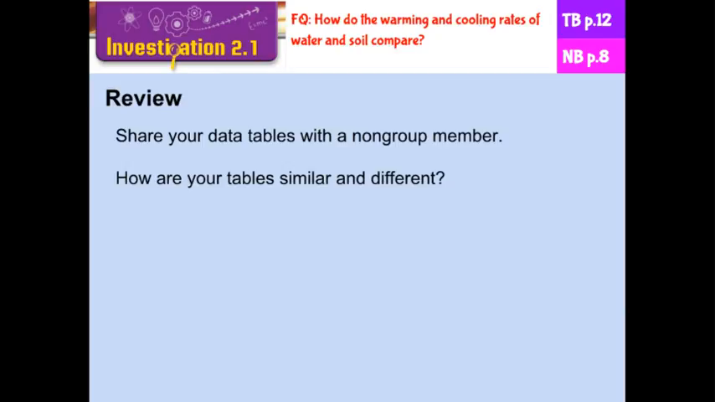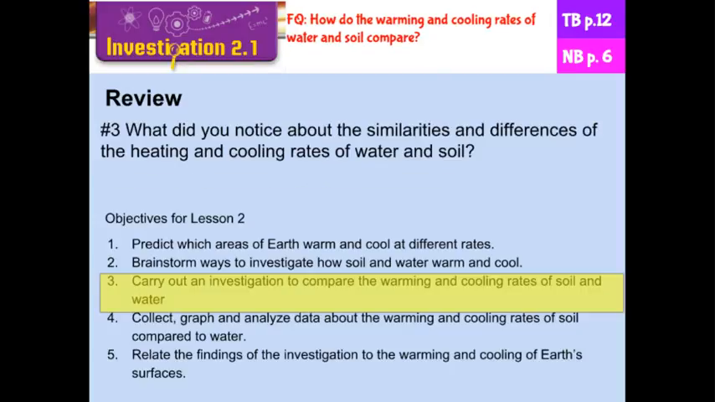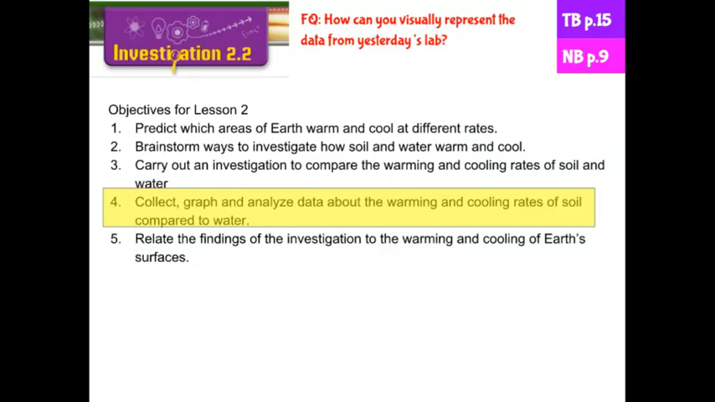So looking back at Investigation 2.1, we're going to review this. We're going to be sharing your data tables with non-group members and looking at how your data table is similar or different than your neighbor's data tables. We'll also be looking at objective number 3, and what did you notice about the similarities and differences of the heating and cooling rates of soil and water. So we're going to be comparing and contrasting how soil heated and cooled versus how water heated and cooled. And then we're going to be starting Investigation 2.2, which the objective for that is to collect, graph, and analyze the warming and cooling rates of soil and water.